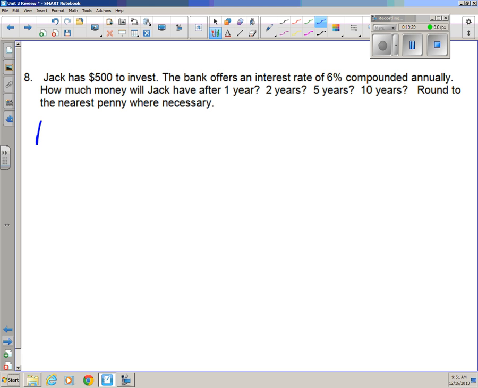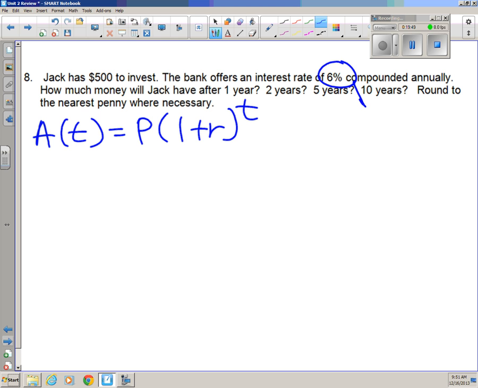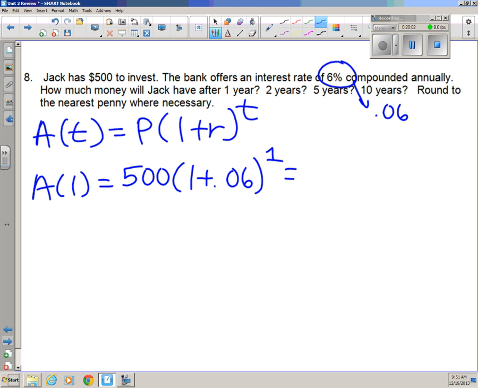So this basically says the total amount that Jack has in the bank after time t is the principal amount times 1 plus his rate to the power of t. We've got 6% compounded annually, which happens to be 0.06. So after 1 year, we've got the $500 times 1 plus 0.06 to the 1, and this comes out to be $530.